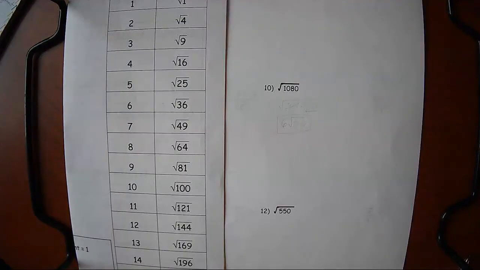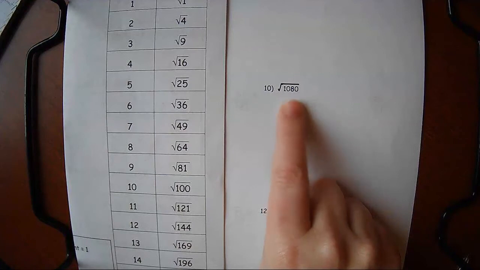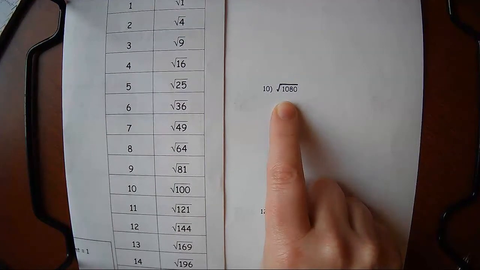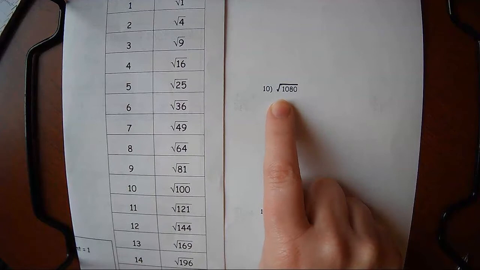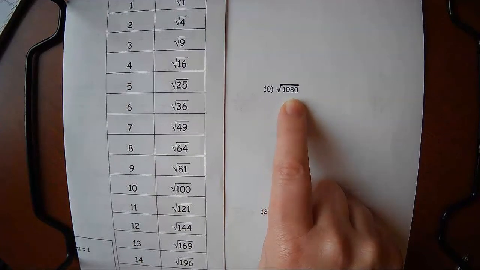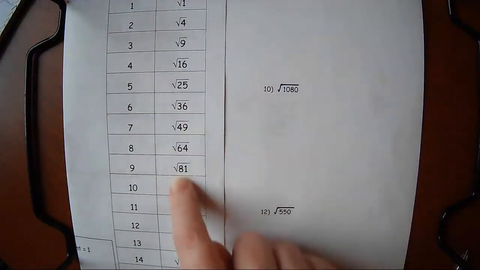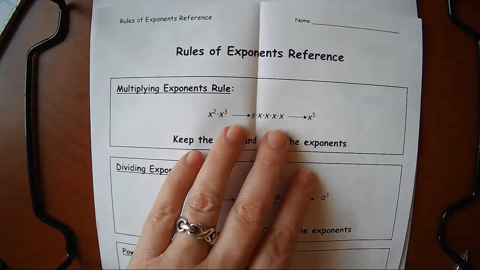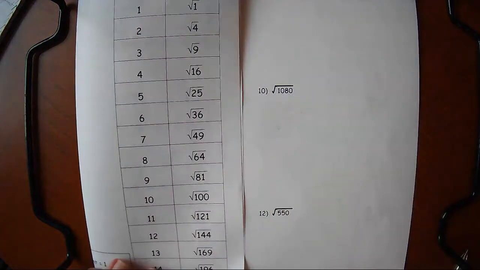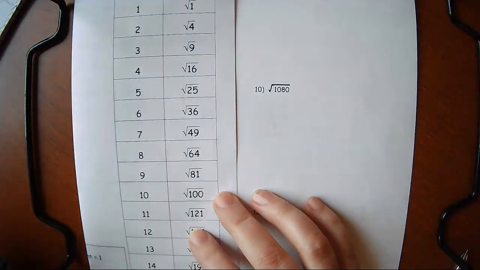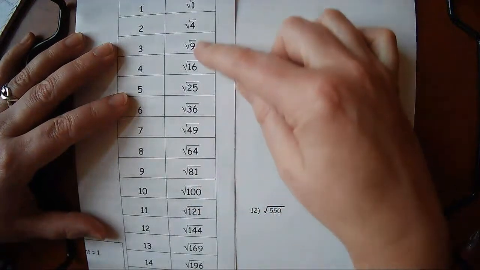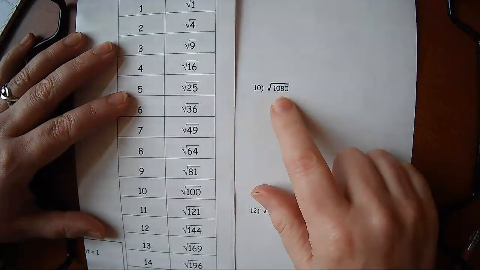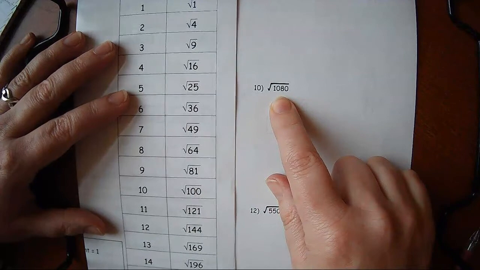All right, we're going to look at number 10 together on your assignment. We are going to simplify the square root of 1080. When we simplify this, we're going to look at our square root table. By the way, this is on the back side of your notes, the rules of exponents reference. I have this square root table, and I am going to look for any of these square roots that will evenly divide into 1080.